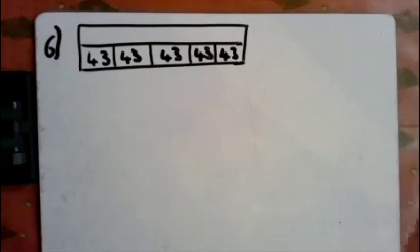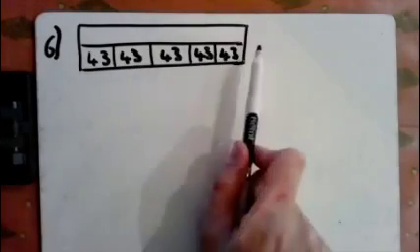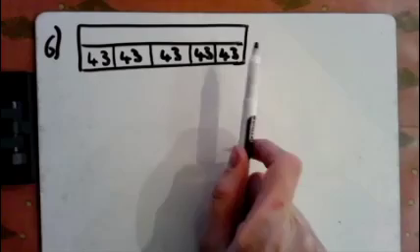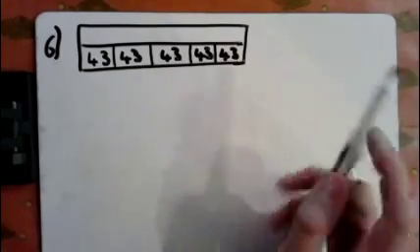Behind it, the calculation is very similar. Now we've got 43 and we've got it 5 times. So we've got 43, 5 times. Now we could do 43 add 43 add 43 add 43 add 43. We could do it that way.